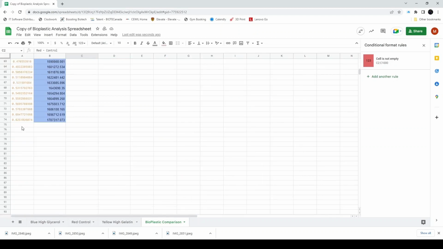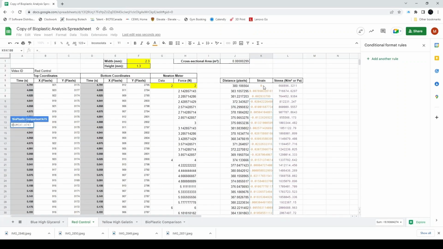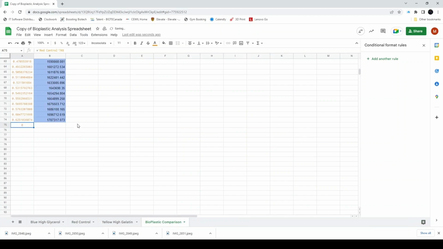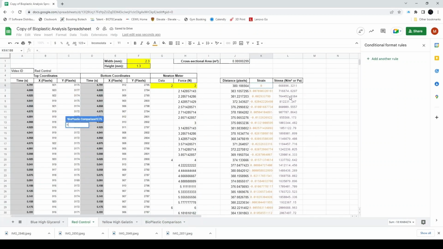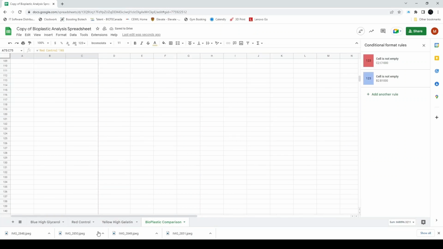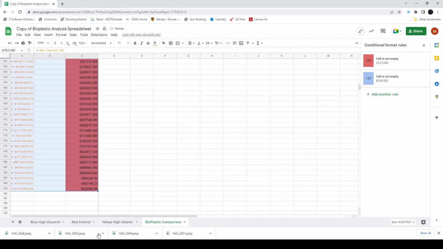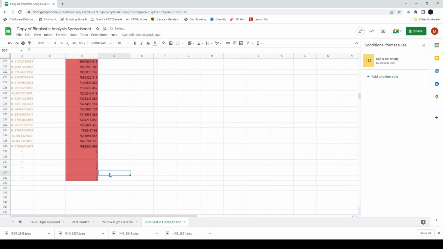So for this one, we're going to go to the following empty row and then do the same thing, except for the red plastic. So equals, go to the red plastic tab, and then equals strain, enter. Then do the same for the stress and drag down until we don't have any more values. And lastly, delete the zeros.